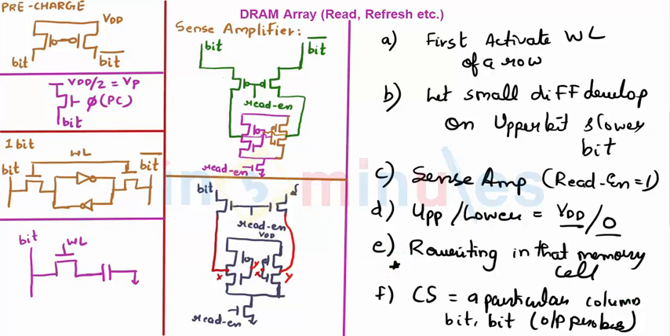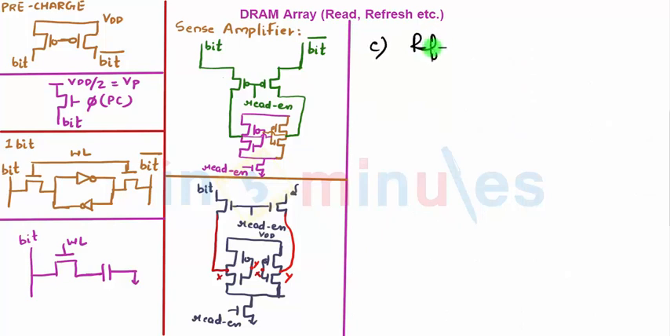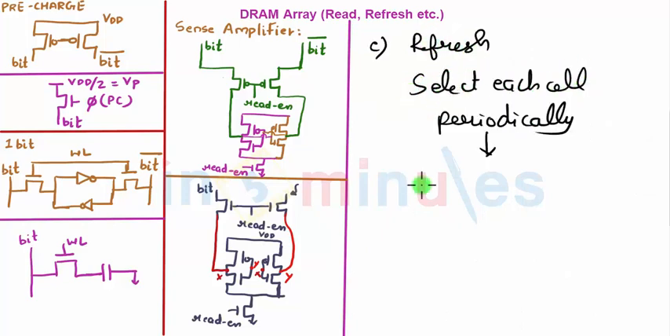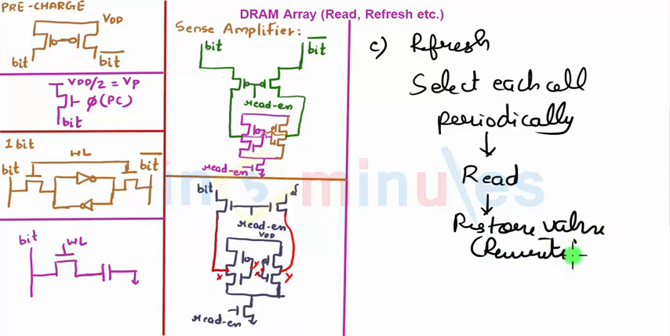I'm just amplifying this step again. Step E. For refresh, select each cell periodically. Once the cell is selected, read that cell. We saw what reading can do. It can amplify the value and rewrite it back. So restoring the value is as good as rewriting. And keep on doing this for each cell to ensure that the value is not lost.